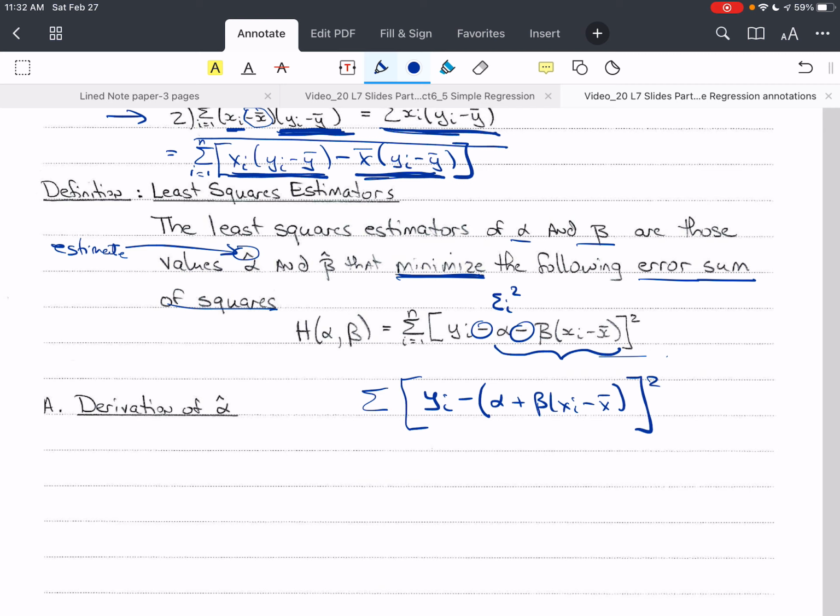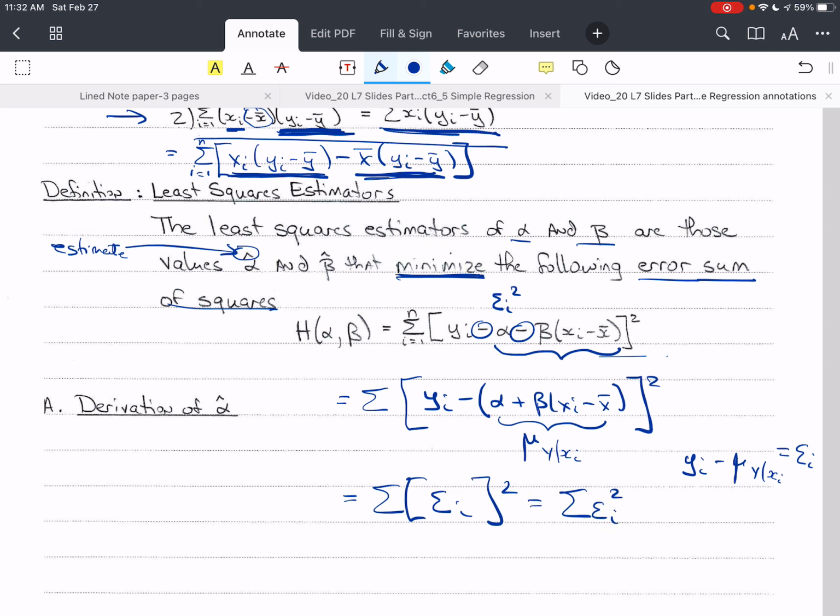So this thing's squared. And this is mu of y given xi from before. That's what this equation is. So this is equal to the sum of yi minus mu of y given xi, which is equal to epsilon i. So this is epsilon i squared. So it's the sum of the errors epsilon i squared. And so that's where we're starting.